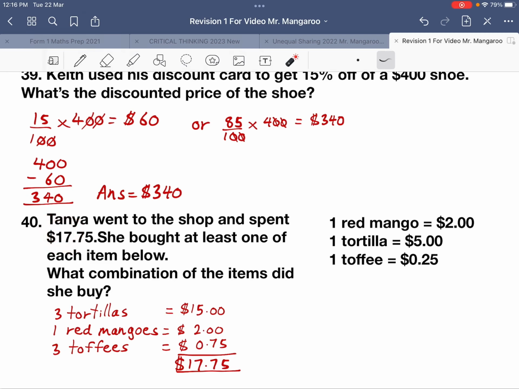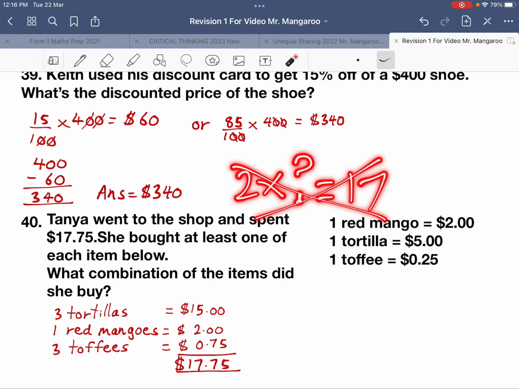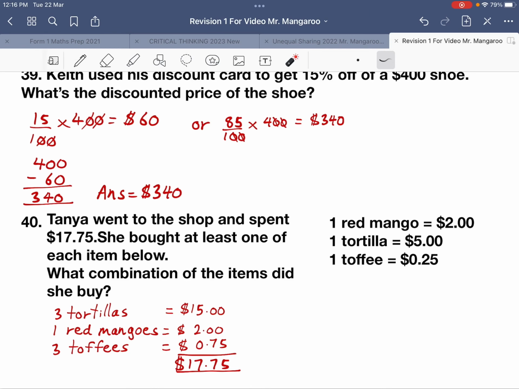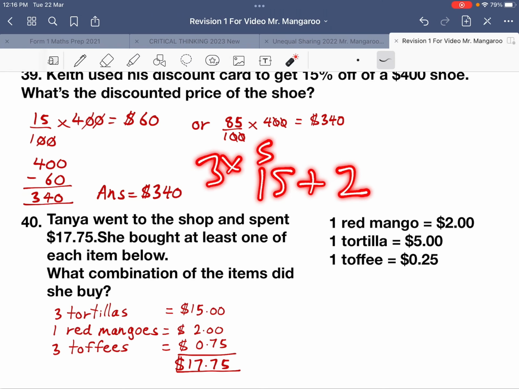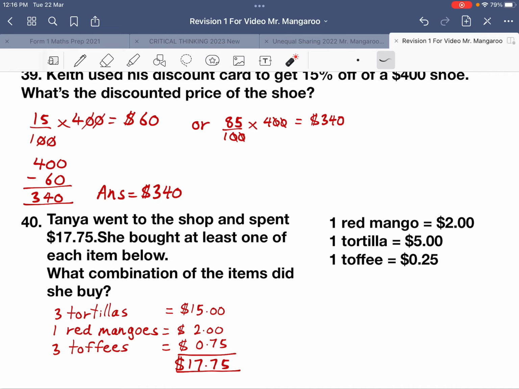17 can't be a product of 2 because no multiple of an even number will give us 17. Or 2 times no number can give us 17. But we know 15 plus 2 is 17. So we can say, okay, 1 red mango, and we know 3 times 5 is 15. So that will be 3 tortillas.